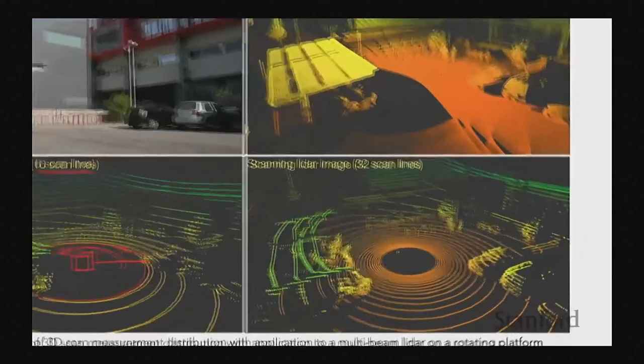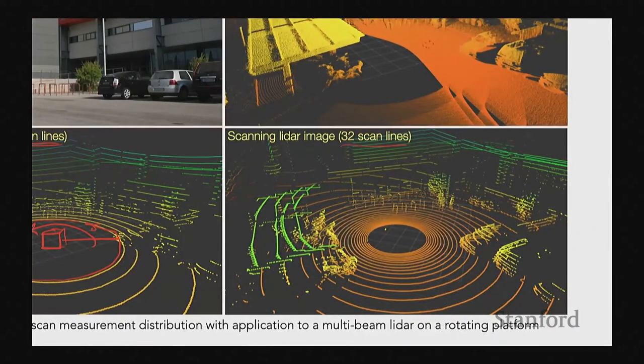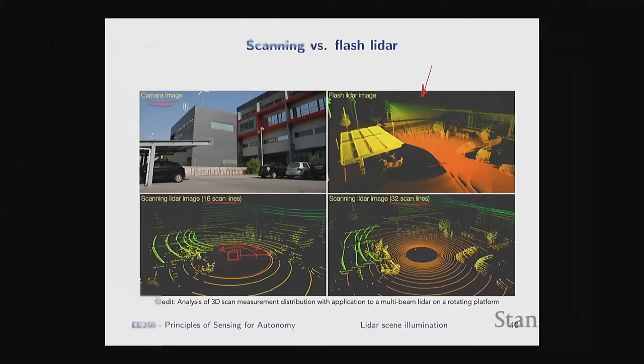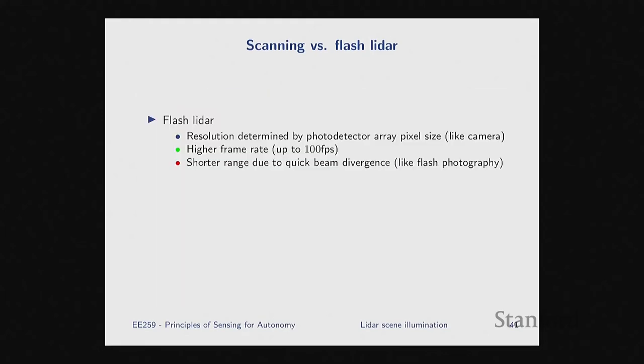You can increase your number of scan lines with this scanning LiDAR. So here we went from 16 to 32. It becomes denser, but still not nearly as dense as the flash LiDAR, okay? So from this, you might conclude that flash is better, right? This is a much higher resolution, much denser point cloud, which is true. But again, it only works at short ranges. So that's one of the main trade-offs.